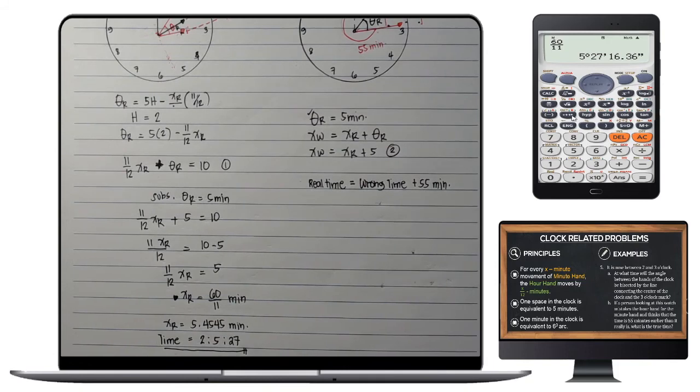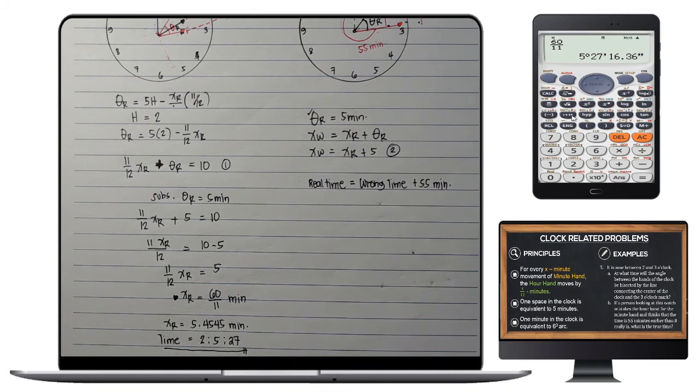Okay? So, yung real time natin is equal to wrong time plus 55 minutes because the man thought that the time is that specific time, actually yung inisip ng person is 55 minutes earlier. So, we can say that the real time is yung time na nakita ng person plus 55 minutes. Yun yung actual time natin.